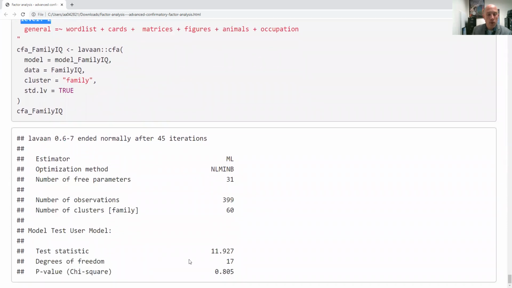Here we can see that we have a non-statistically significant p-value, so we do not have a lack of fit. And we can see that we've got 60 families going on, and just under 400 observations.